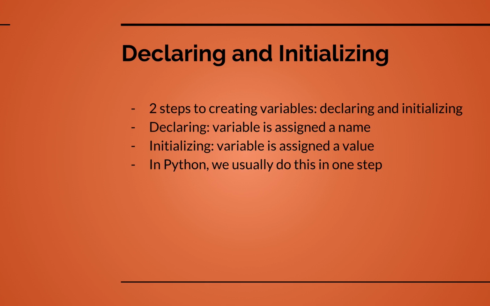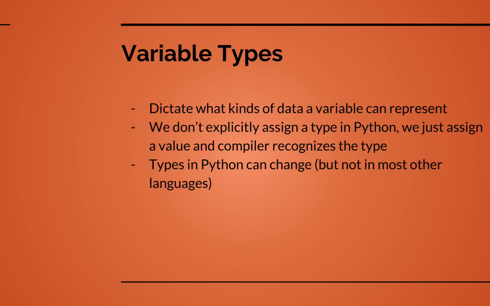Now, generally speaking, in Python, we do this in one step. We don't often declare a variable, then initialize it later on. But there are always exceptions. There will be times when that is appropriate. So let's talk about the variable types, what that means, because there are some differences in Python compared to other languages.